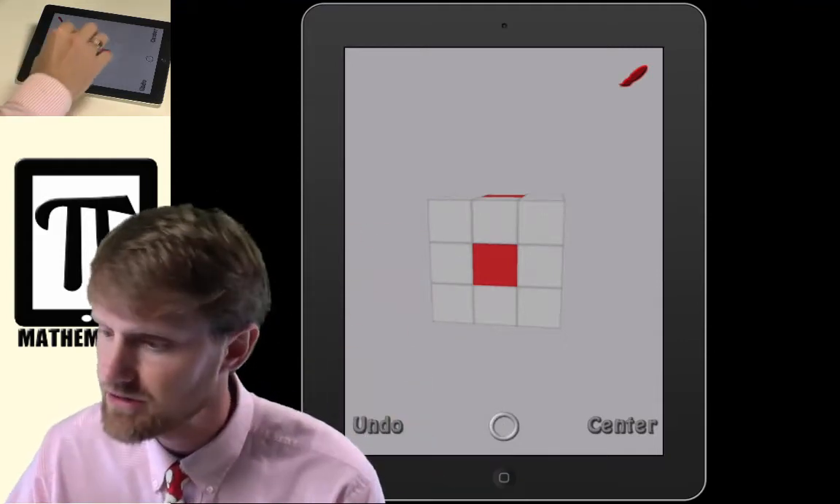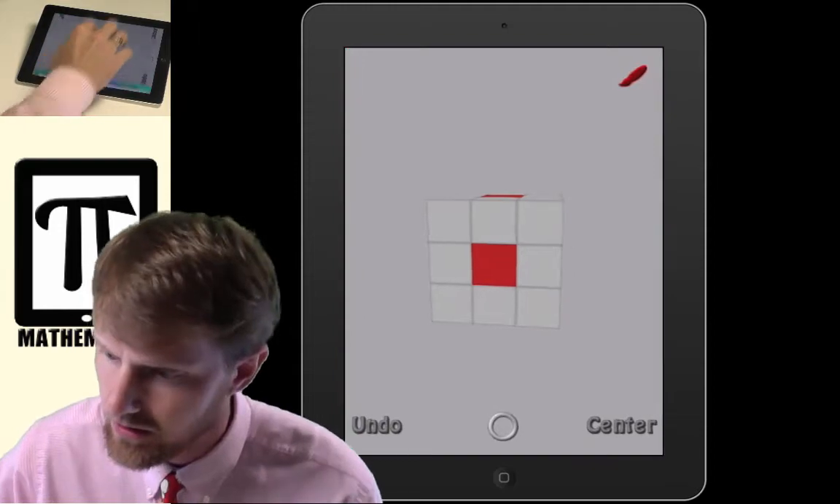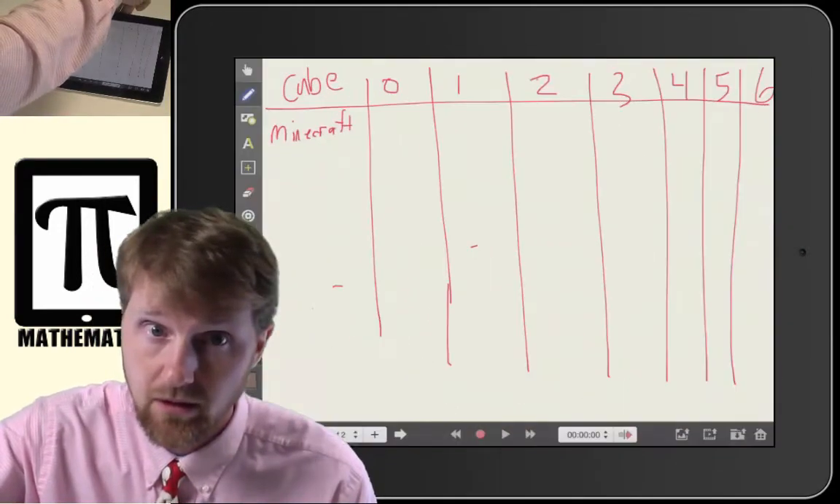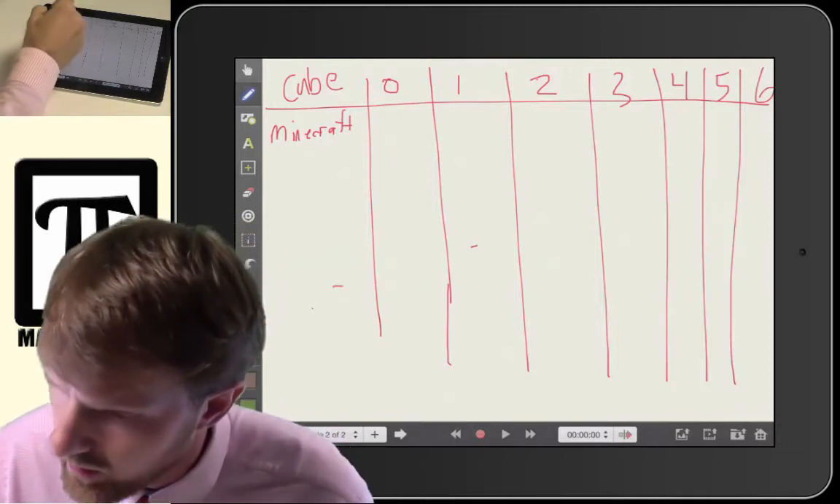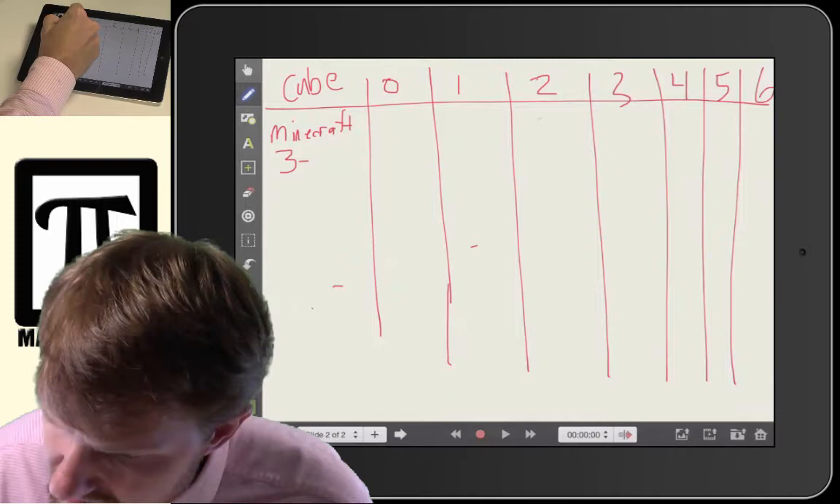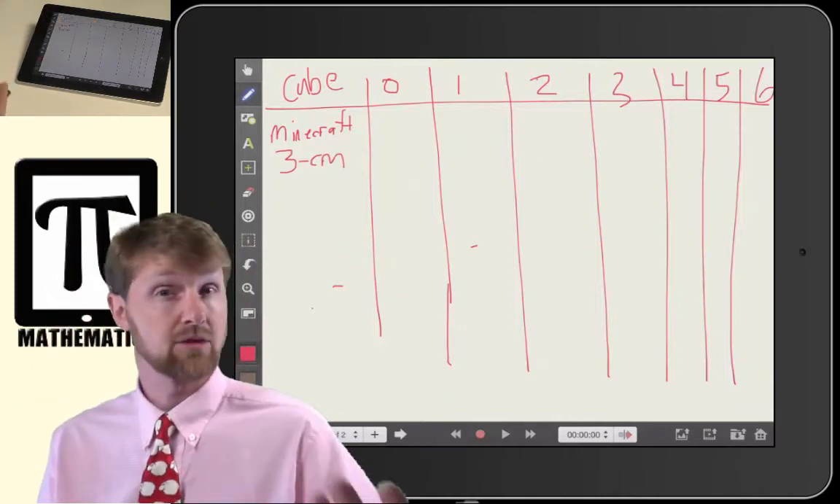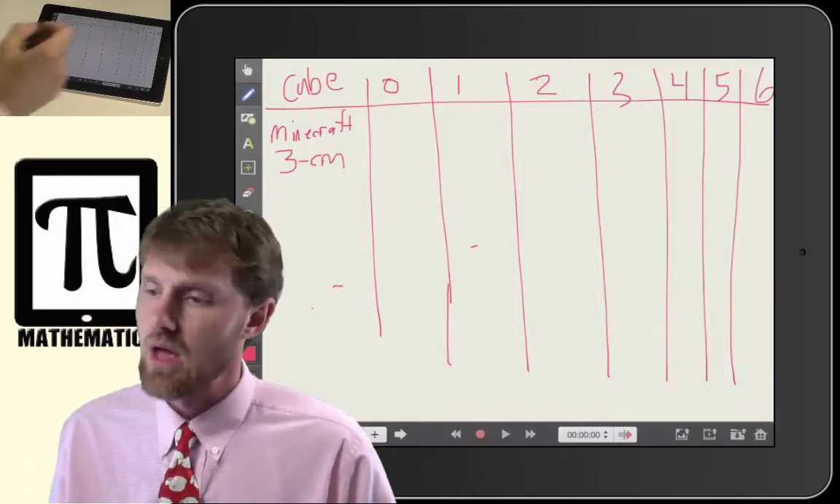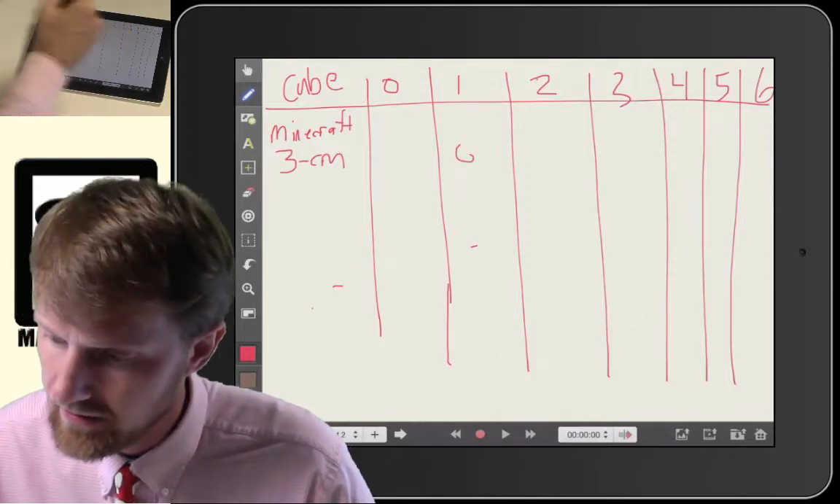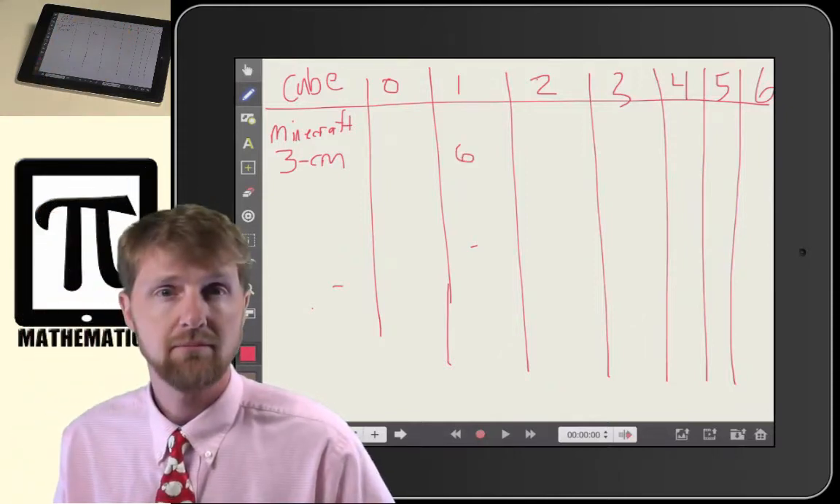And the answer is 6. So let me go here. Bear with me. There we go. So what we have is, when we have a 3 centimeter cube, how many have one face painted? The answer is 6. Okay?